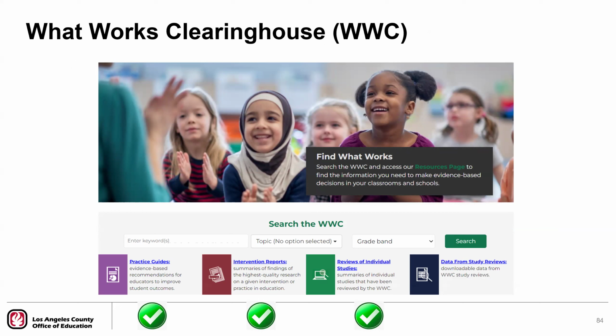So we'll take a quick look at some types of resources offered on the WWC website. Here it provides practice guides that highlight particular evidence-based strategies and their tiered level of evidence, as well as intervention reports that provide tiered levels of evidence for specific programs or studies that have been reviewed.